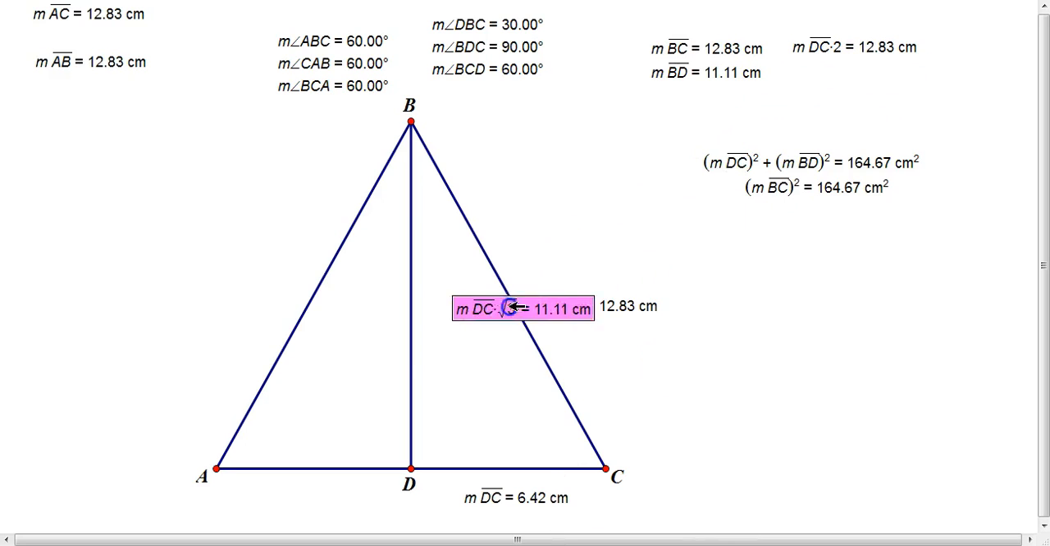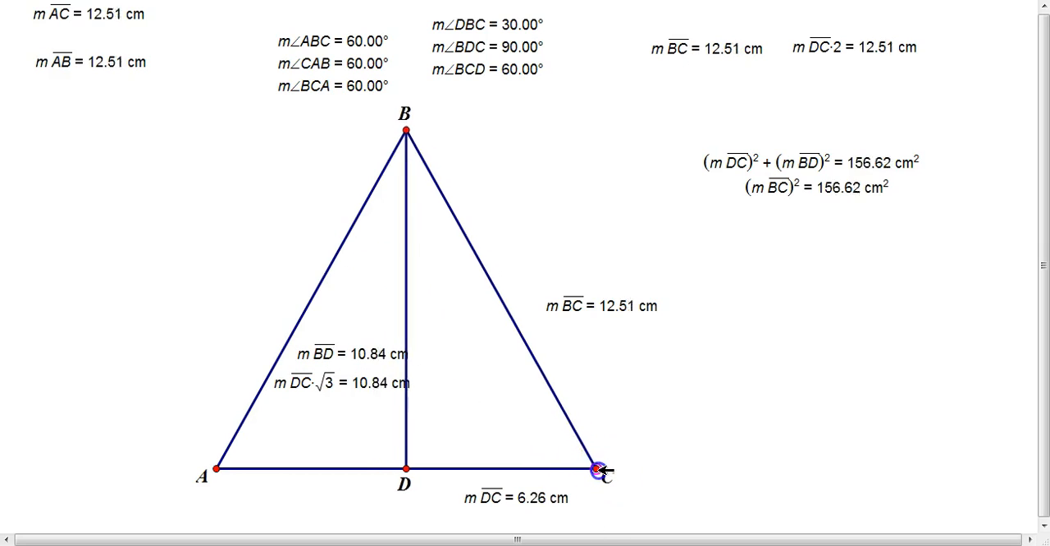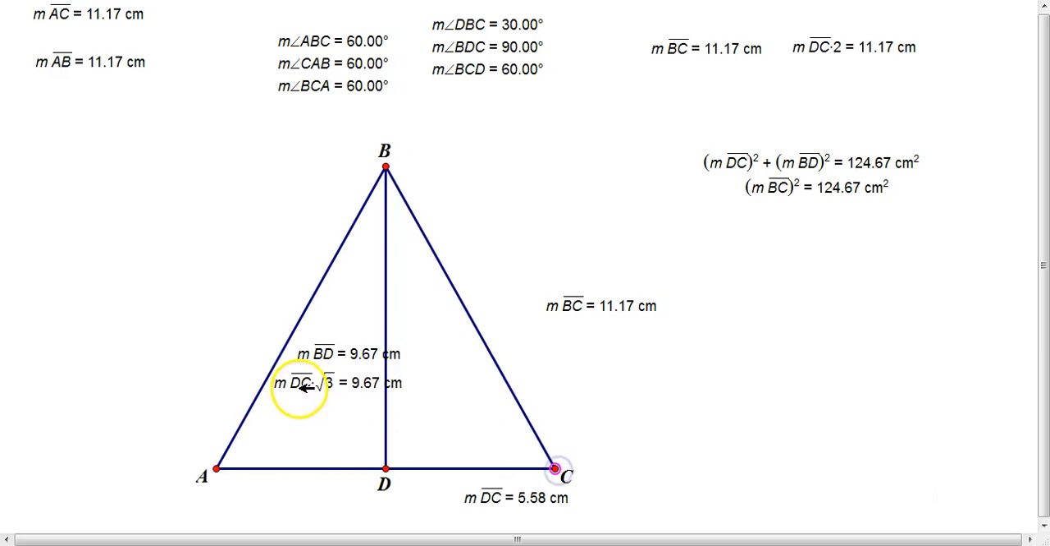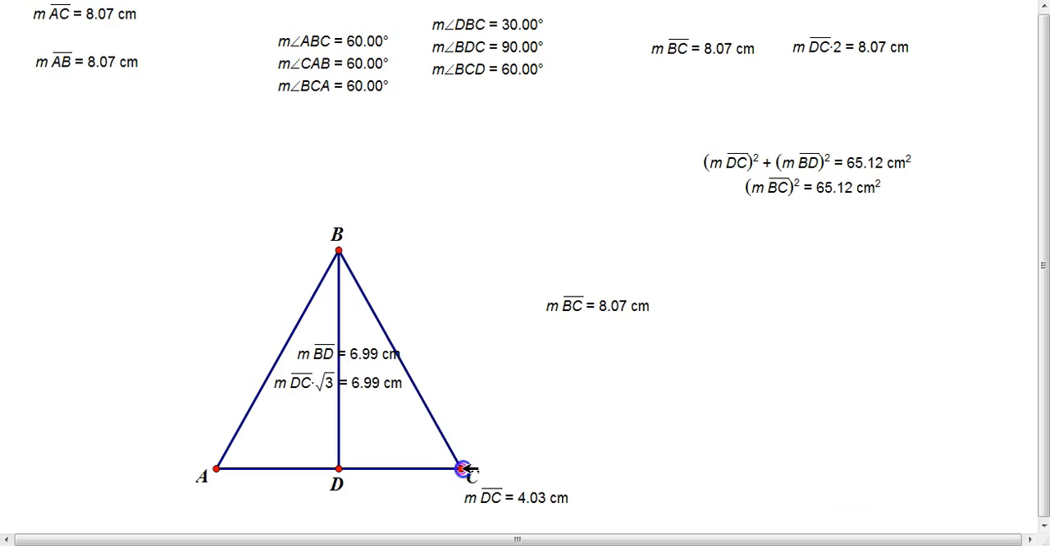And I have that right here. DC, the short leg, times the square root of 3 is 11.11 centimeters. And I can verify this because I actually have the software measure this length. And this length, this BD, is 11.11. And no matter how I manipulate this triangle again, you'll notice that the short leg times the square root of 3 will always be equivalent to this side length here. That's always going to be true.